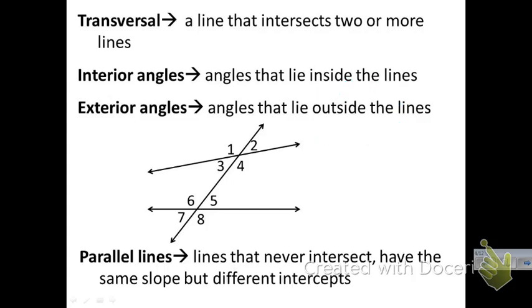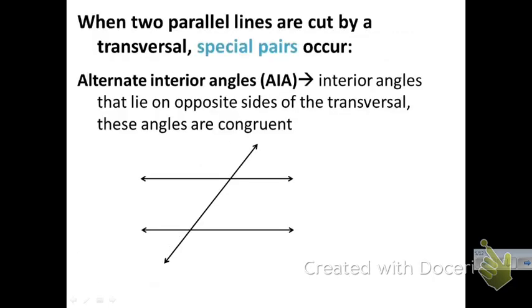Parallel lines are lines that never intersect, and they have the same slope, but different intercepts. Okay, they're two lines that never cross. So when we have parallel lines, we get special pairs that occur. So these special pairs are the next four that we're going to talk about.